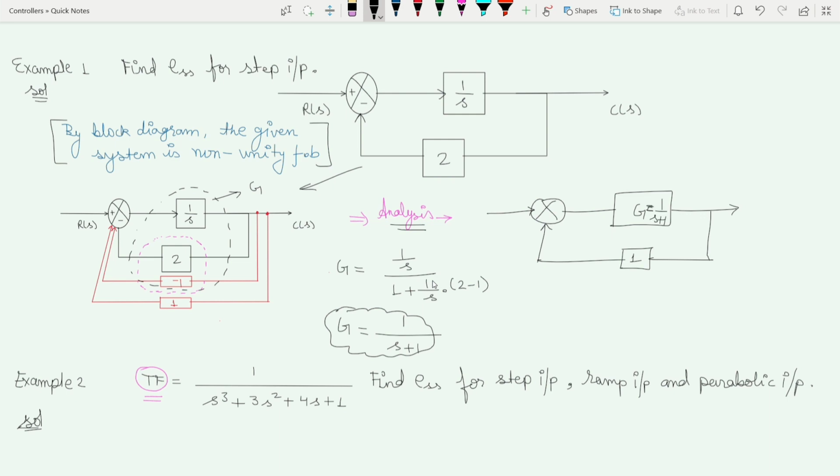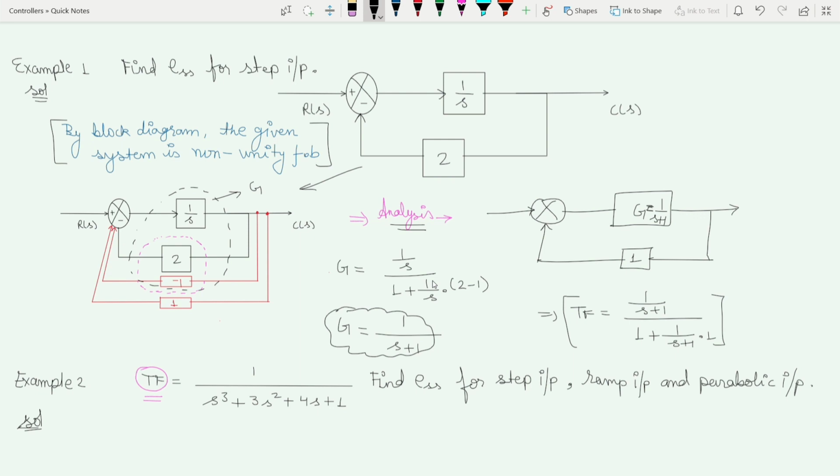With this you can calculate the transfer function, which equals 1 by s plus 1 divided by 1 plus 1 by s plus 1 into 1, like this. So this is basically how to convert the non-unity feedback system into the unity feedback system.